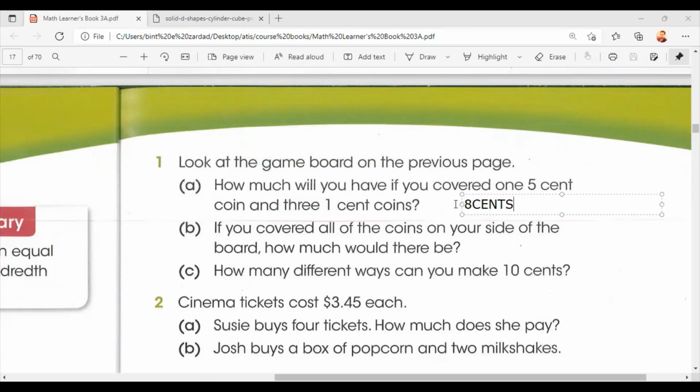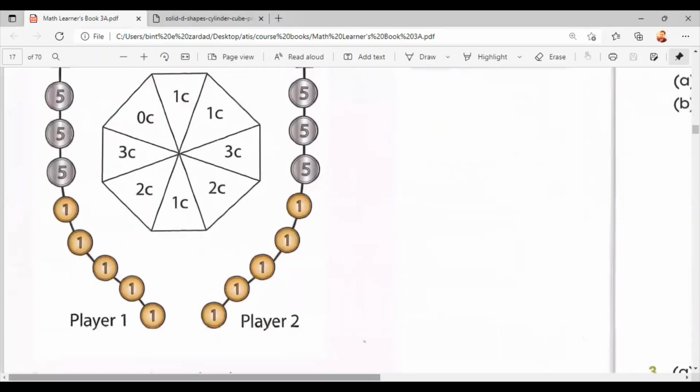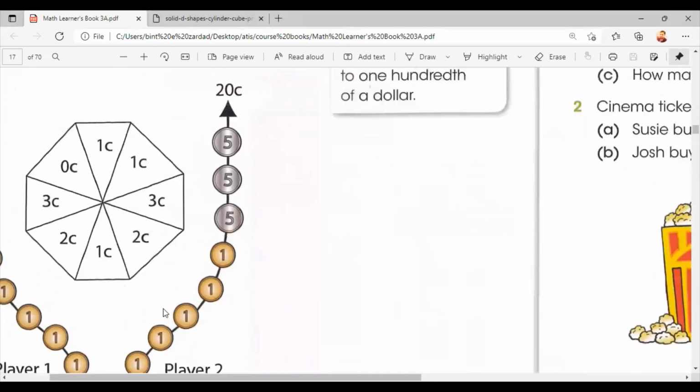8 cent coin. Like this. Question 1, part: if you cover all the coins on your side of the board, how much would be there? You can see on the playing board, this is one side. Maybe you are player 1 or player 2. So on one side, how much total?